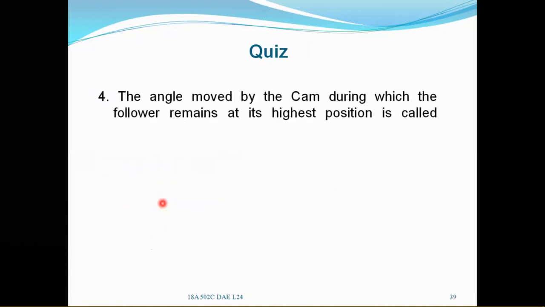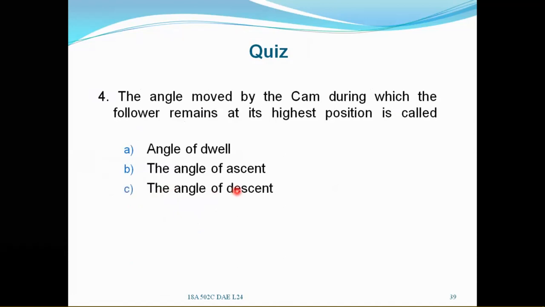The angle moved by the cam during which the follower remains at its highest position is called angular dwell. The options are angle of dwell, angle of ascent, angle of descent, pressure angle. Which is the right answer? So the highest position is the angle of dwell, which is at rest.